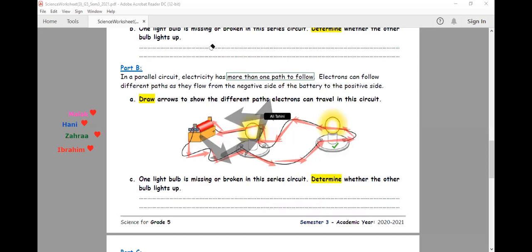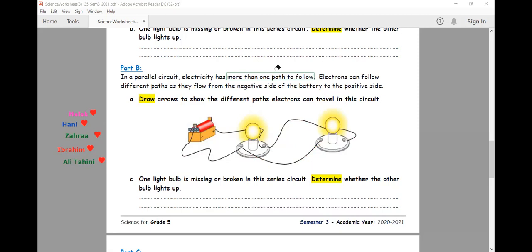Excellent. Bravo, Ali. There are two ways for the electrons to flow through. Again. So Ibrahim and Ali showed us the two pathways for the electrons to pass through.